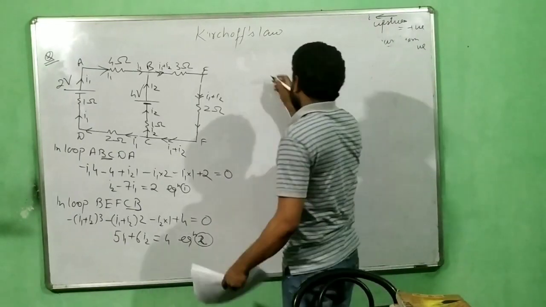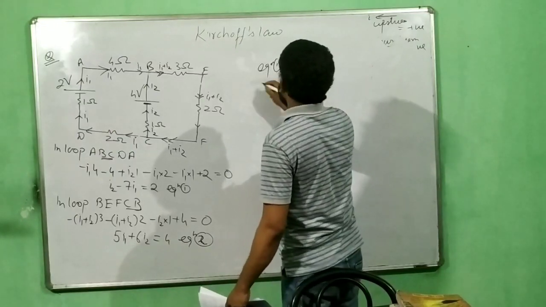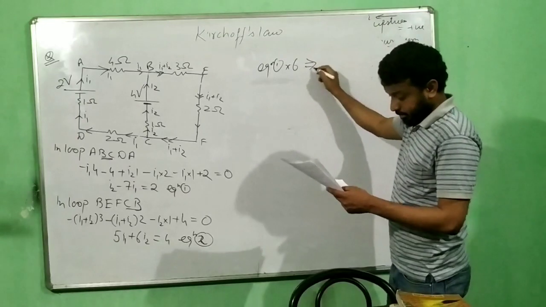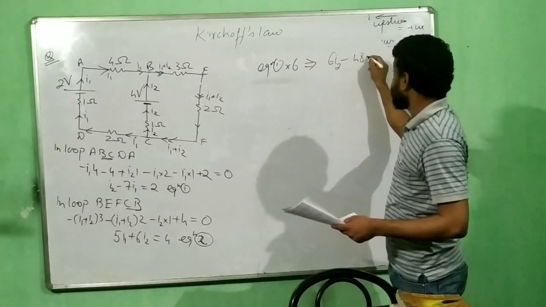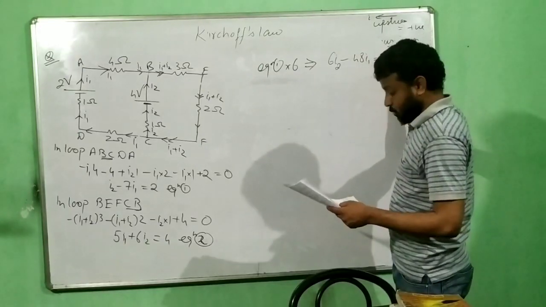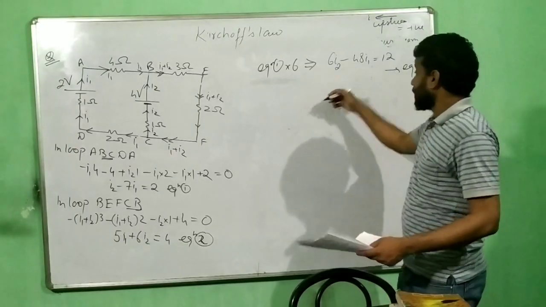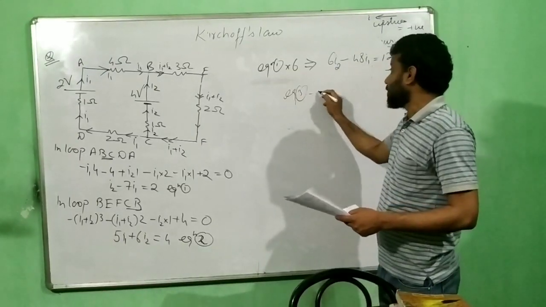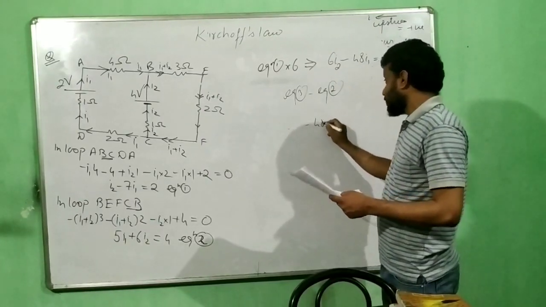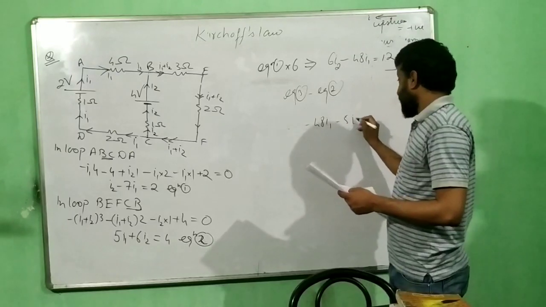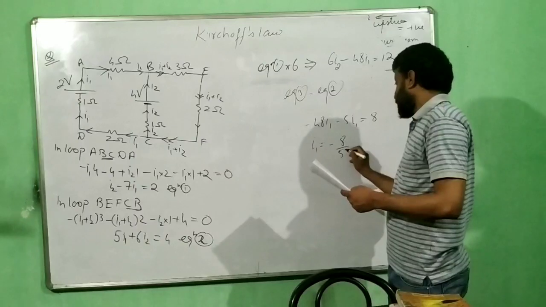So what I am going to do, I am going to multiply equation 1 with 6, and the equation will become 6I2 minus 48 I1 equals to 12. Let me call this equation 3, and now you subtract equation 3 minus equation 2. Upon subtraction, what will you get? You will get minus 48 I1 minus 5 I1 is equal to 8. So you will get I1 is equal to minus 8 by 53.